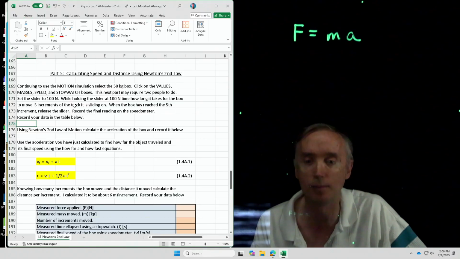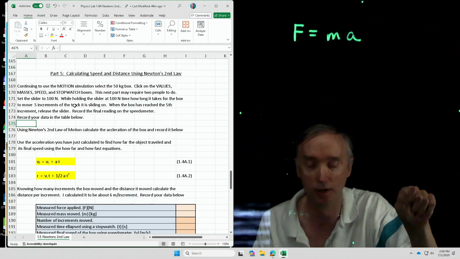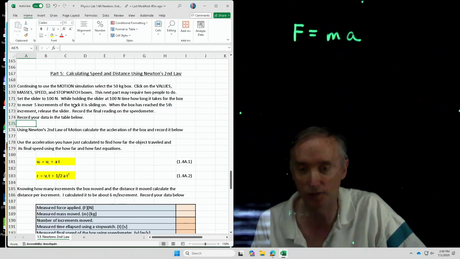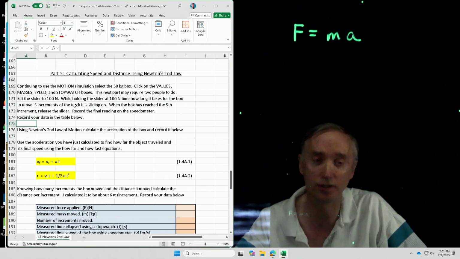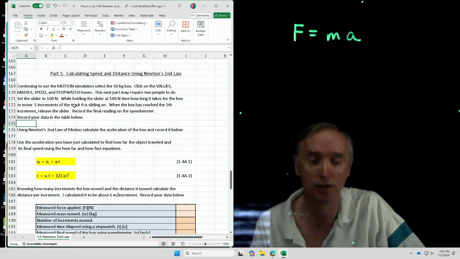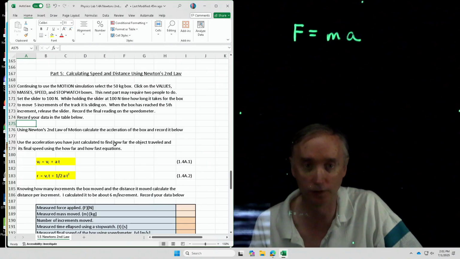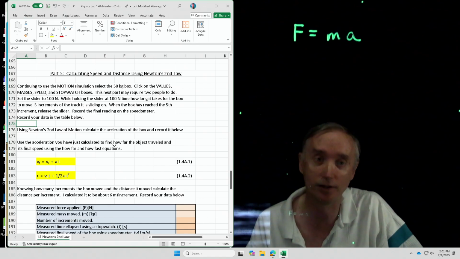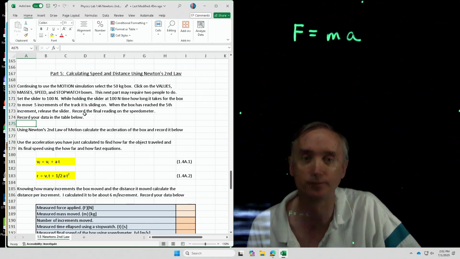And then this next part may require 2 people to do it, because you're going to have to be using the stopwatch and you're going to have to be moving the slider to provide the force at the same time. So it's easier if you have a cell phone, and then what you can be doing is with one hand you can be manipulating the force, and then with your other hand you can be turning on and off the stopwatch. And if you got another person to help you, that's even better.